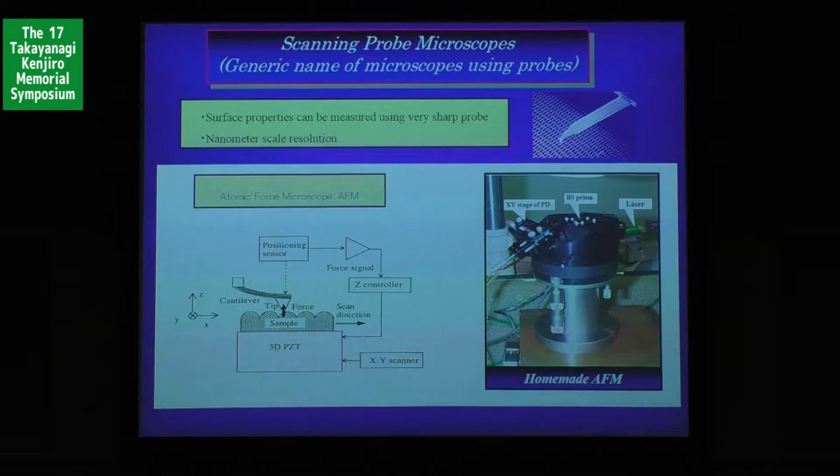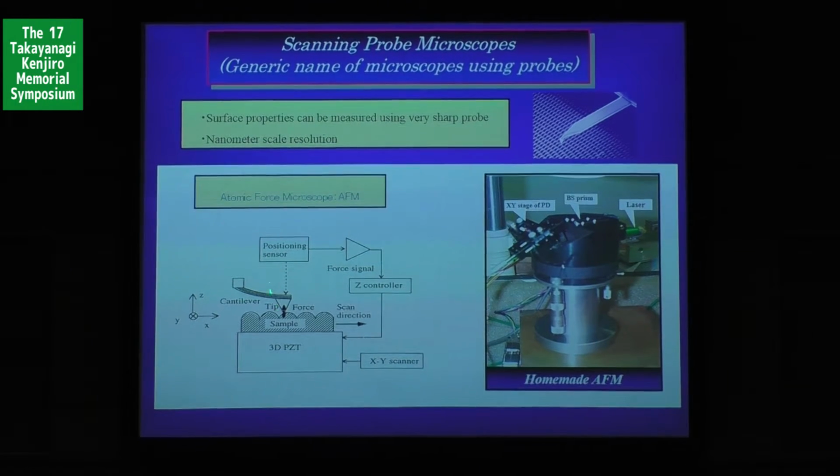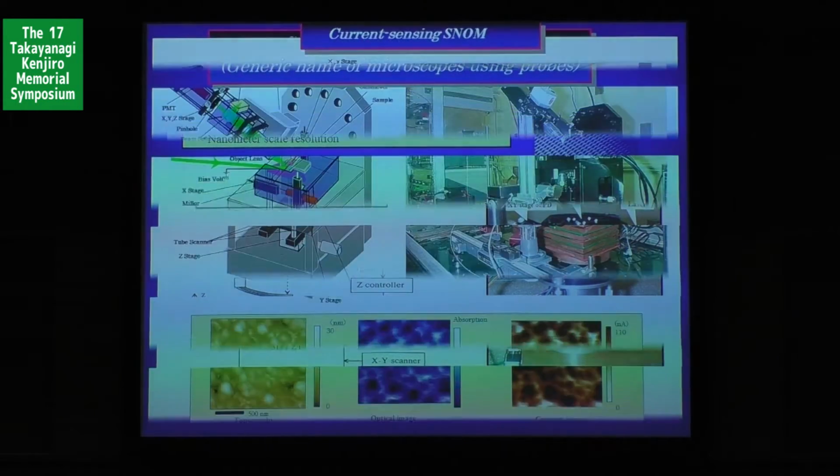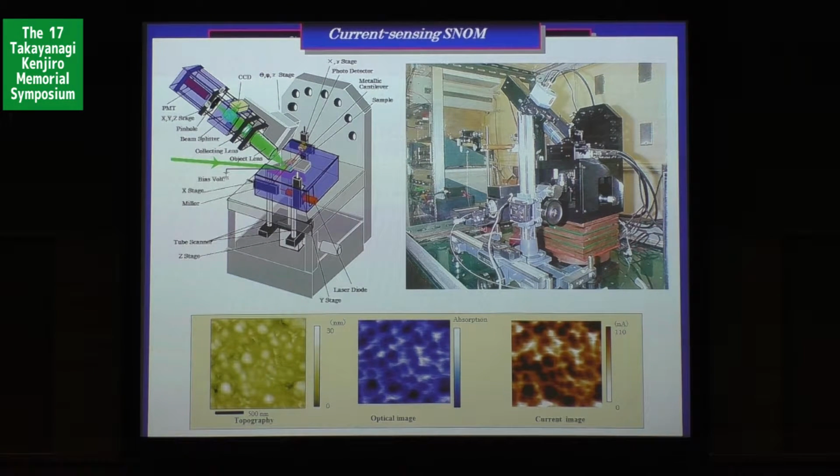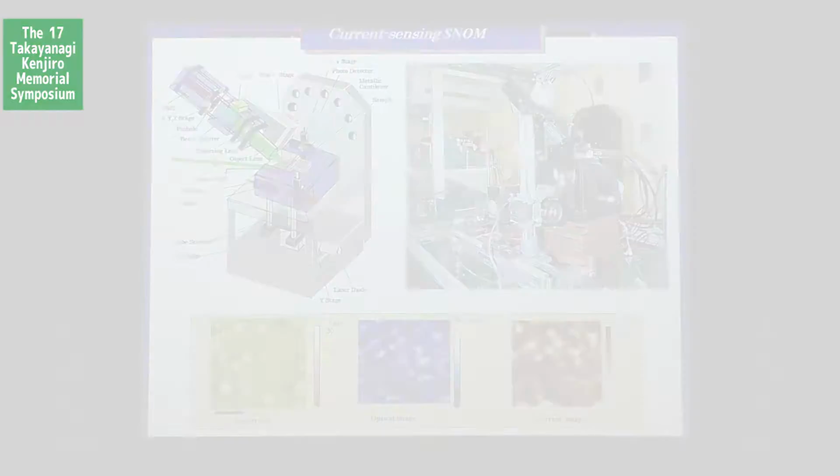In our laboratory, we develop by ourselves. This is a homemade atomic force microscope, and this is another function of the scanning microscope. My student designs such a unique electrical circuit and software, so everything is constructed by ourselves. So we can develop for multiple functions. For example, this one is topography, optical image, and time distribution. These images are observed simultaneously.